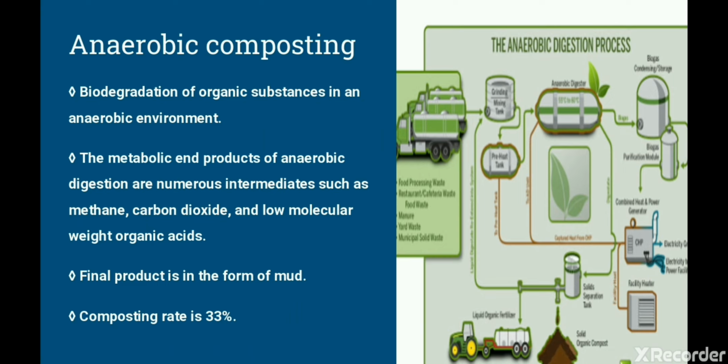The next way of composting is anaerobic composting. Anaerobic composting is the biodegradation of organic substances in an anaerobic environment. The metabolic end products of anaerobic digestion are numerous intermediates such as methane, carbon dioxide, and low molecular weight organic acids. In this composting process, the final product is in the form of mud and the composting rate is 33%.